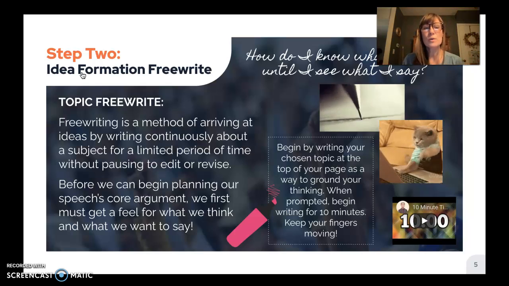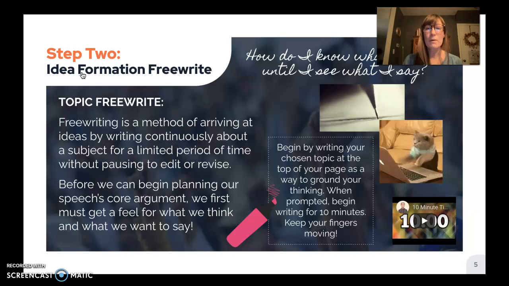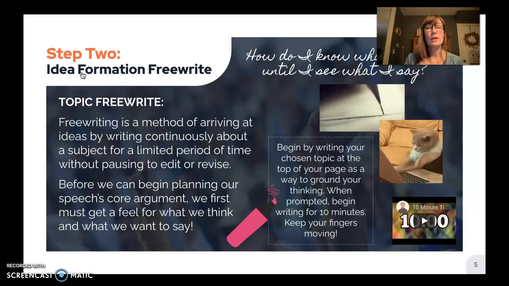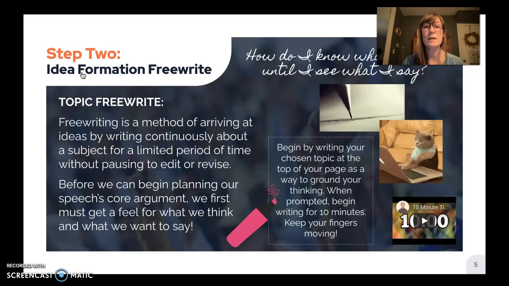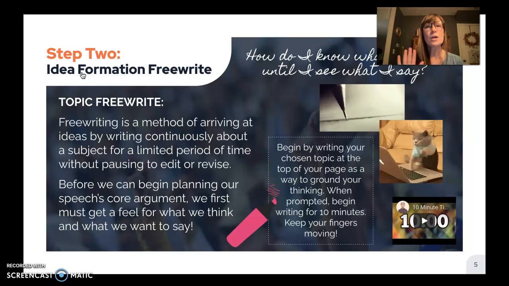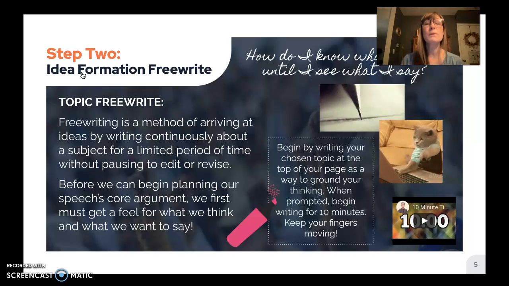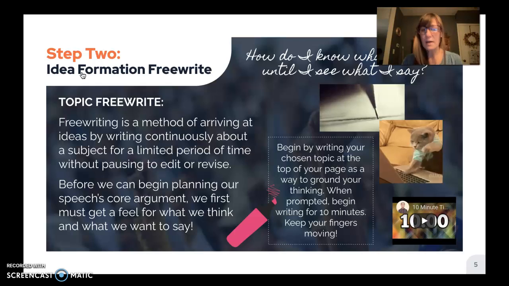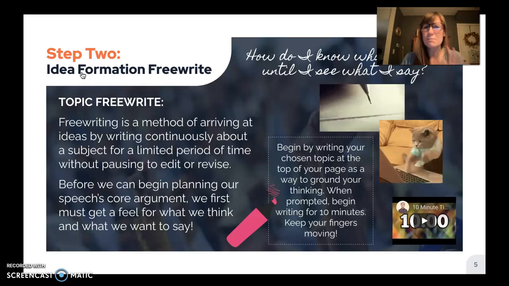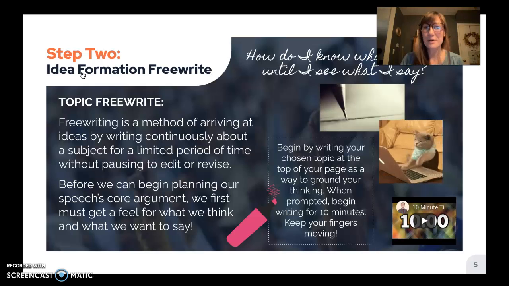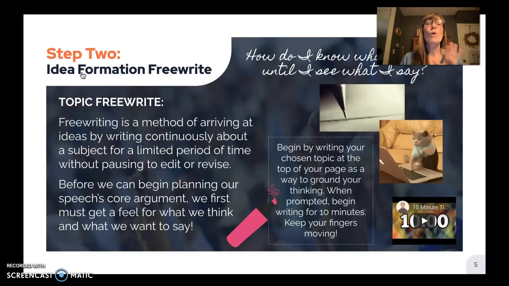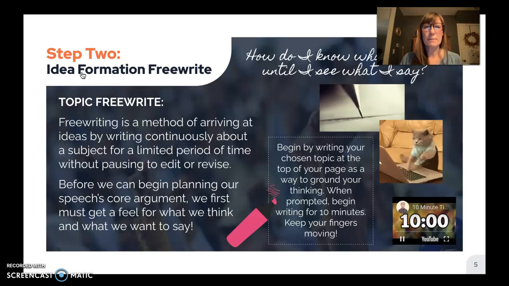So what I want you to do is take out a blank piece of paper, and at the top of that paper, you're going to write your topic that you've identified for your persuasive speech. I then want you to set a timer for 10 minutes. During that 10 minutes, you are simply going to write. There is no pressure to worry about perfect wording or correct spelling. You do not even need to worry about if this is coming out in complete sentences, right? It is all about getting the ideas onto paper.